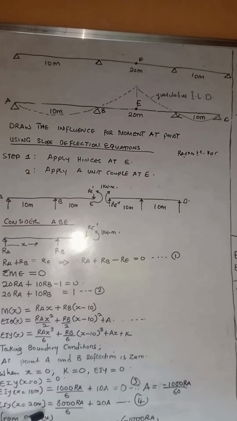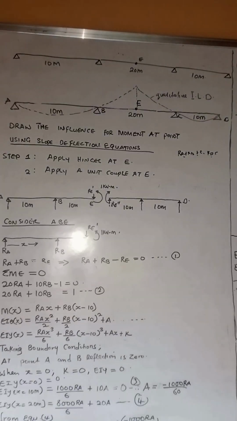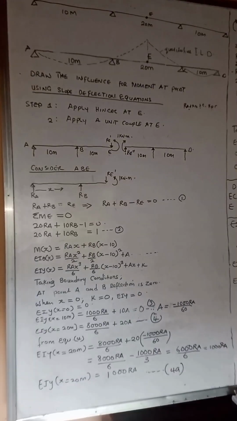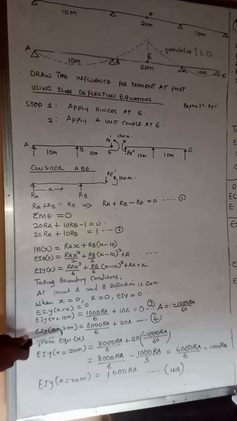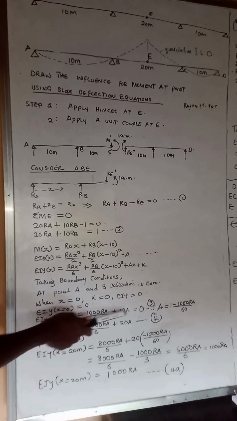So when x is 20 at point E, we should have the deflection to be 8000 RA over 6 plus 20A. All right, and so we can call that equation 4. We already know what A is, so we can just quickly substitute the value of A obtained from equation 3. When we work that out carefully, we'll have our deflection at the point x equal to 20. So when we substitute x equal to 20, we have the expression.